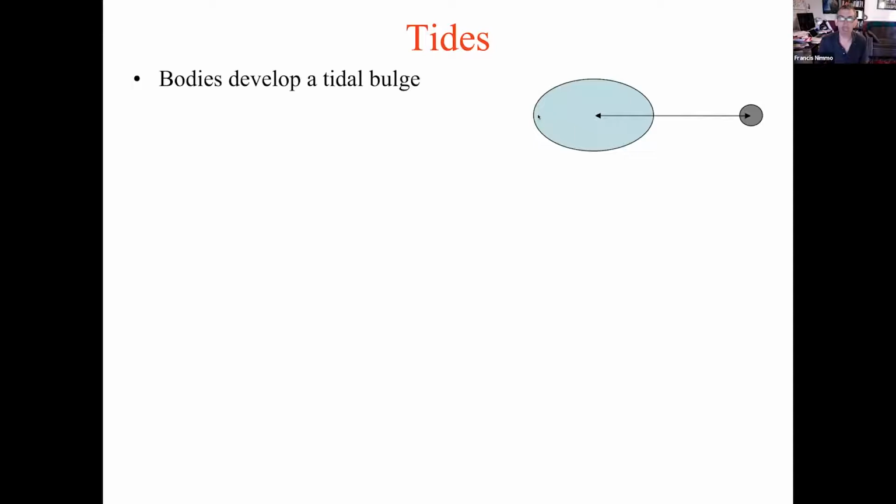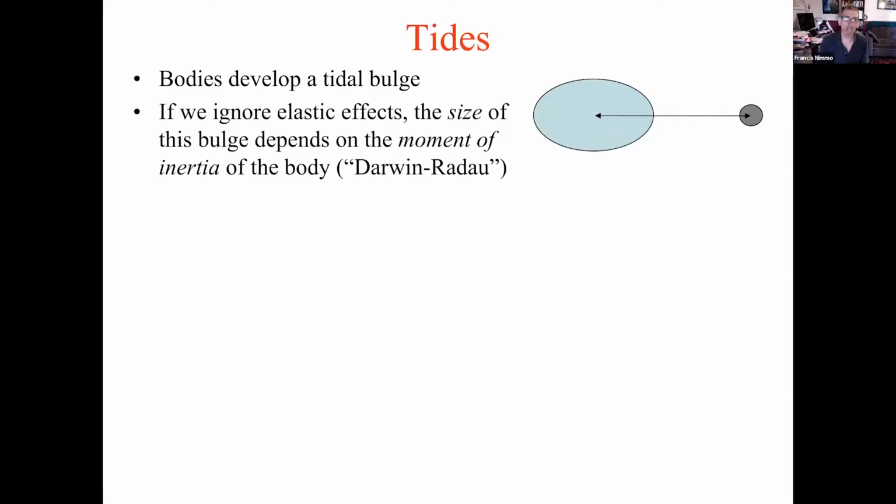And so the satellite develops a tidal bulge, okay? So they're distorted by tides as well as by rotation. And the really crucial, or at least one crucial result, is that the size of this bulge, how distorted you are, you can relate to the moment of inertia through this magic equation called the Darwin-Radau equation. This works as long as the body is behaving like a fluid.